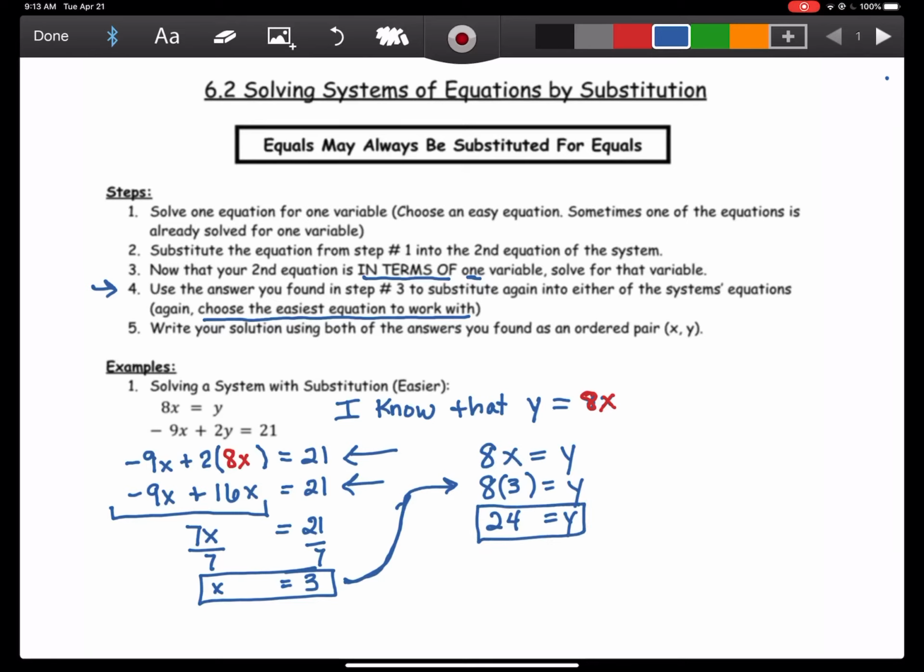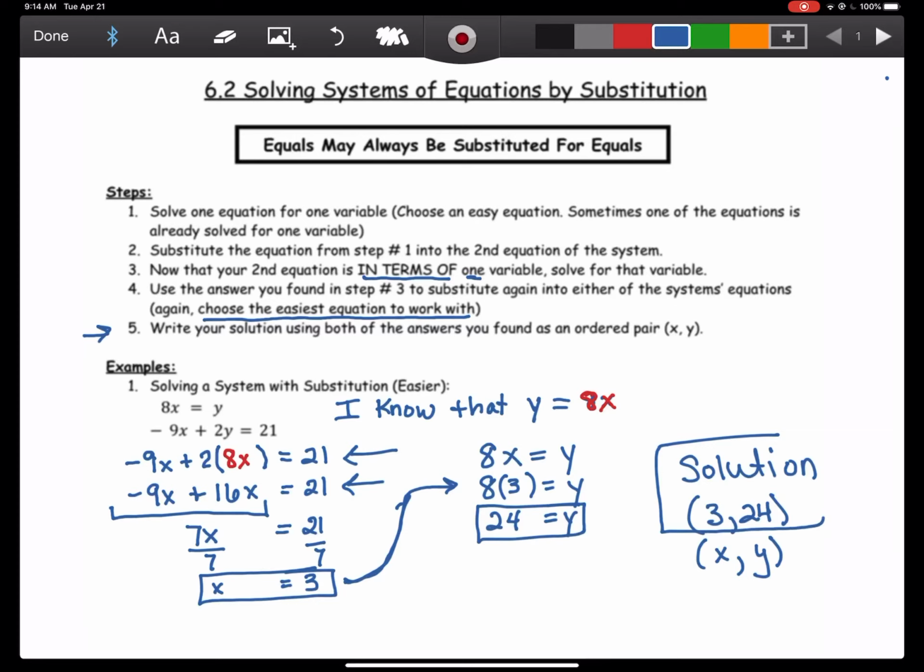And the final step, step 5, look up top again, says write your solution using both of your answers you found as an ordered pair. So the solution is (3, 24), because all ordered pairs should be written in the x, y form. Okay? Just reminding you. So pause the video if you need to. I'm going to move on to the next question.